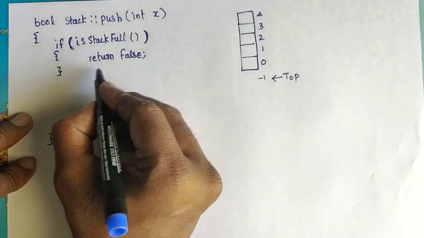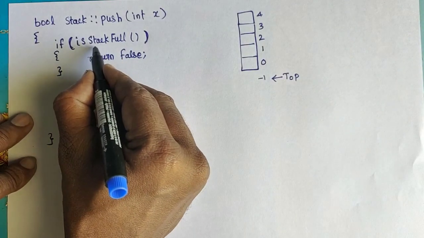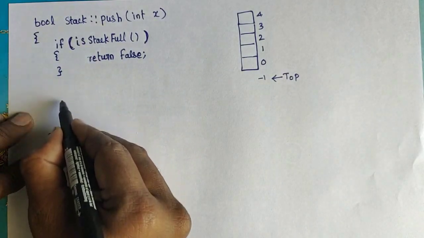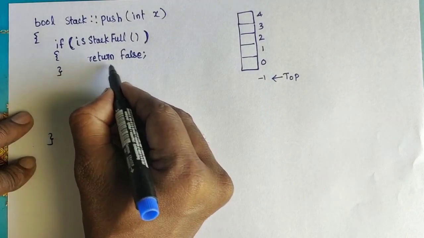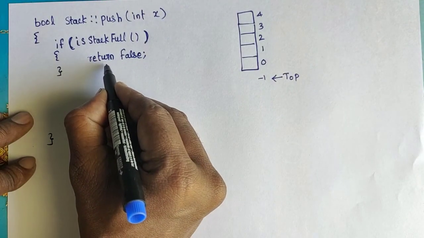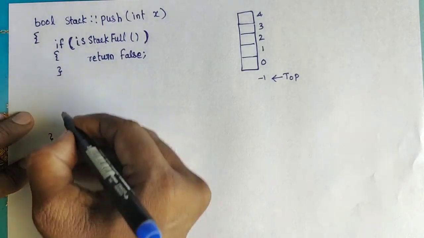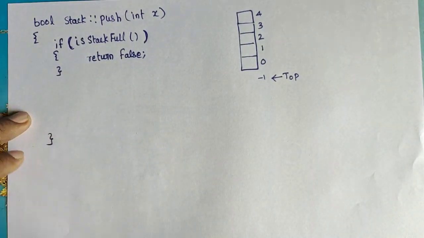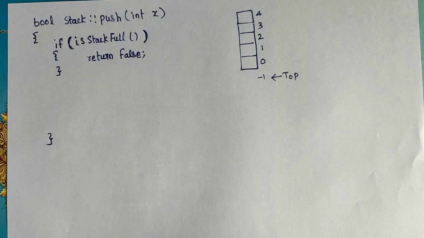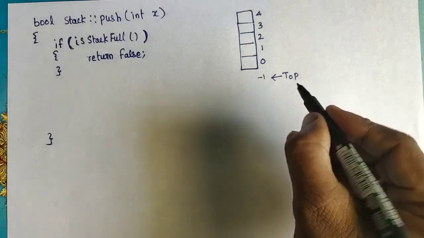So the next thing. Now we decided this is not full. If it is not full, by default it comes here. No need to add the else part, because we have added the return statement. So by default, if it is not full, it comes to here. Here I have to write the code for inserting an element.